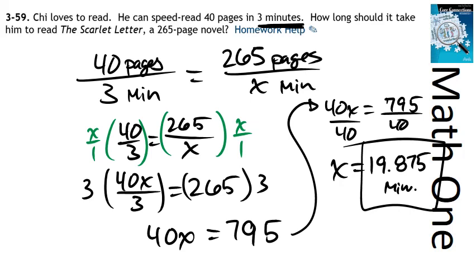I'm suspicious of this answer. I'm trying to think here. 40 divided by 3 should be the same thing as 265 divided by 19.875. And indeed they are. They're both exactly 13.33333. So that's my unit rate, by the way.